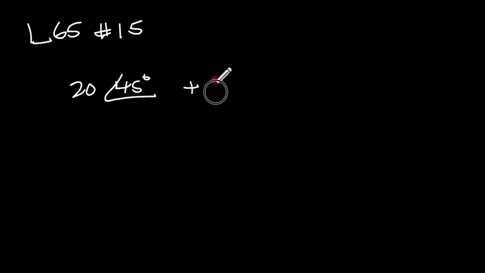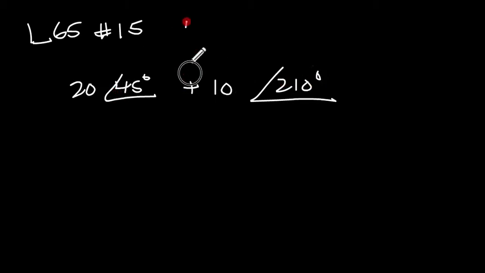So lesson 65, number 15, we add 20 at 45 degrees plus 10 at 210 degrees. All right, so this is in polar notation. We want to find x and y and put it in rectangular coordinates. So if you graph these, it's going to look like 20 at 45 degrees like this, right? So this is going to be 20, this is going to be 45 degrees. We need to find x and we need to find y.